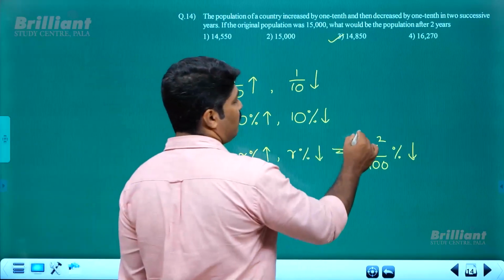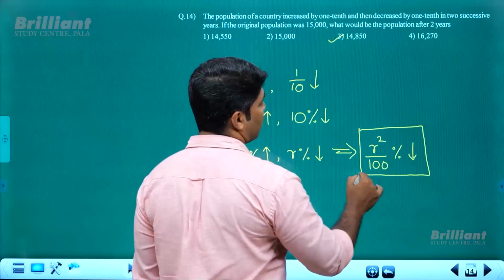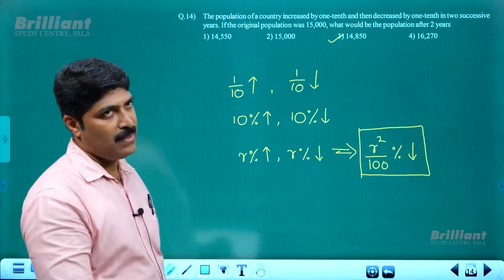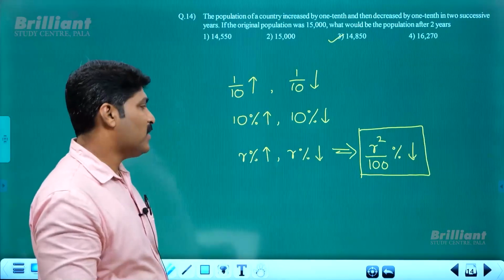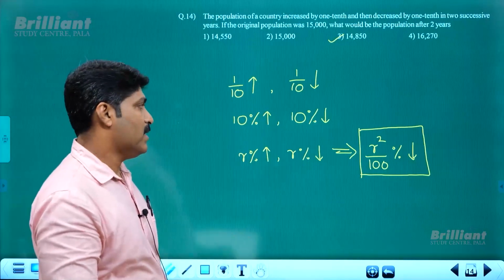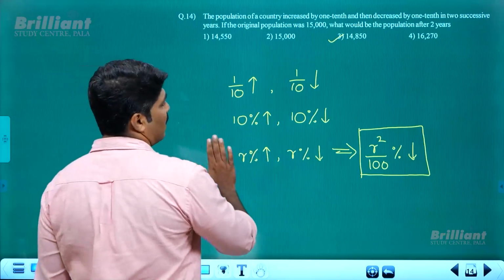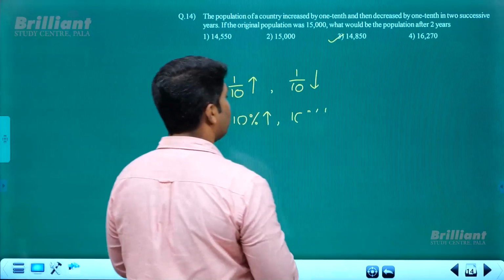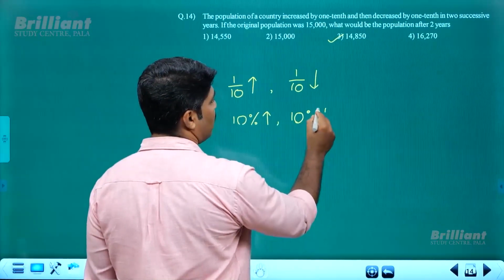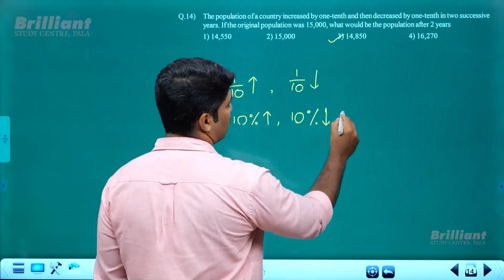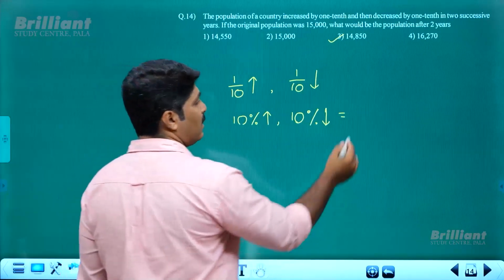So it's a very important and useful result. You can expect questions based on this result. Here this question is very simple. It's based on this concept. Suppose we consider something increased by 10%, then successively decreased by 10%. What will be the net effect?